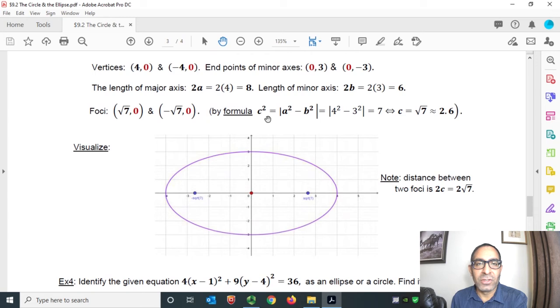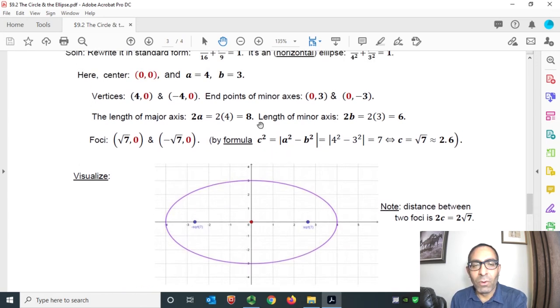So then here c square equals a square minus b square. Since a is 4, b is 3, c square turns out to be 7, hence c equals radical 7. Awesome. So the foci are plus c comma 0 and minus c comma 0. Since c is radical 7, the coordinates of the foci are radical 7 comma 0 and minus radical 7 comma 0.